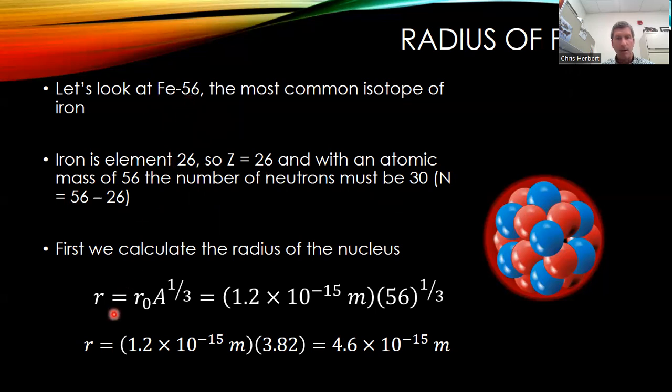So first we calculate the radius. I have our constant, 1.2 times 10 to the minus 15 meters. I multiply that times the cube root of 56. Remember, the cube root is just raising the number to the 1/3 power. The cube root of 56 is 3.82. So we get an iron nucleus which is 4.6 times 10 to the minus 15 meters, 4.6 Fermis in radius, a little more than 9 Fermis in diameter.